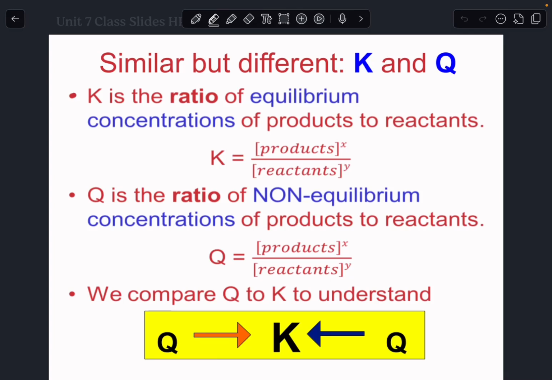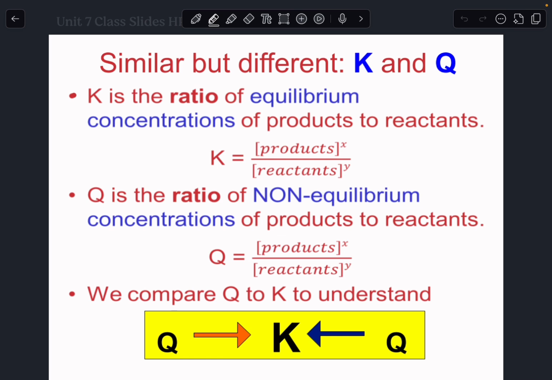Hey guys, today I'm going to be teaching you about K and Q and solubility equilibrium. As you already know, K is a ratio of equilibrium concentrations of products to reactants. This is given by K equals products raised to the stoichiometric coefficients over reactants raised to the stoichiometric coefficients. But what you haven't learned yet is Q, and Q is a type of ratio of non-equilibrium concentrations of products to reactants.